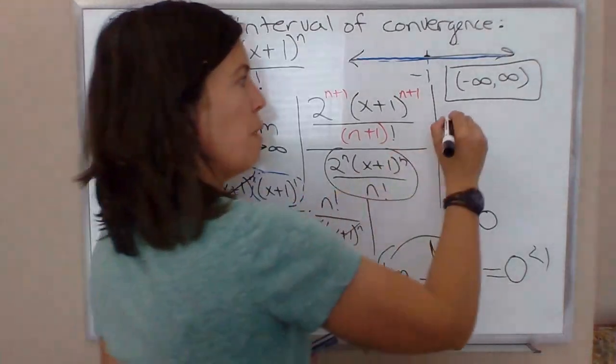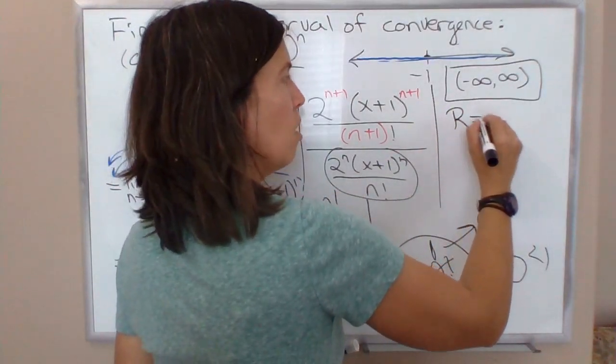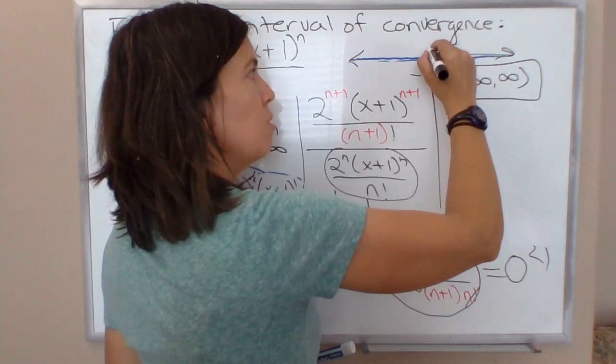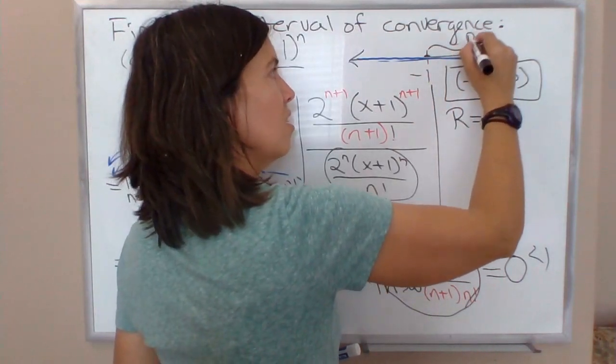And if you're asked about the radius of convergence, capital R, in a scenario like this, we say that the radius of convergence is infinity.